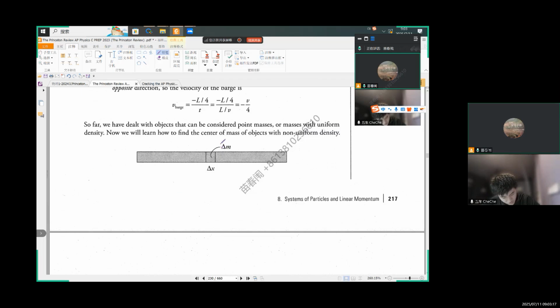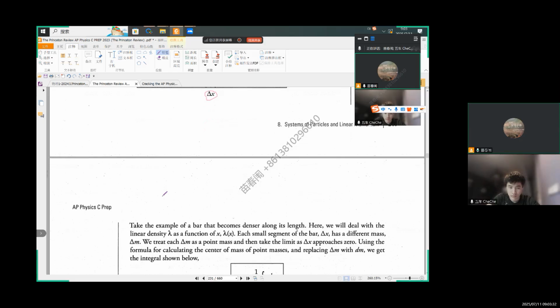So this is delta m. Each delta m is a little bit different because of the different density. And each one is the delta x. The length is delta x. This is something we use for calculus. And then we can talk about, here we say the density is a function of delta x.